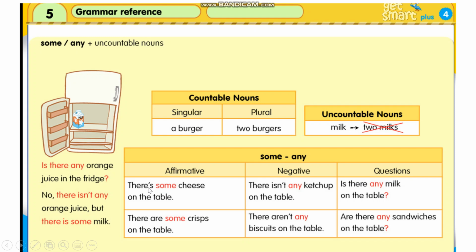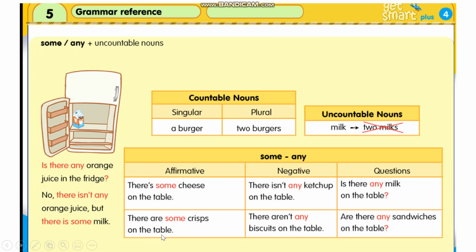Here's another example. There is some cheese on the table. There isn't any ketchup on the table. Is there any milk on the table? So basically for negative, which have the word isn't or aren't, we will use any instead of some. And as we said just now, for questions, most of the time we are asking using the word any.